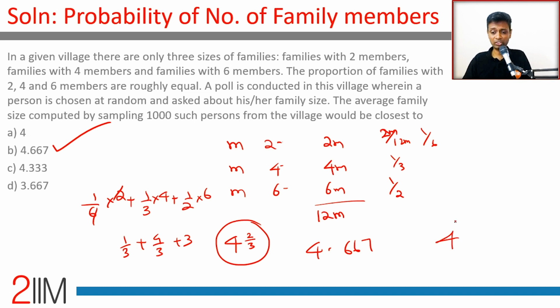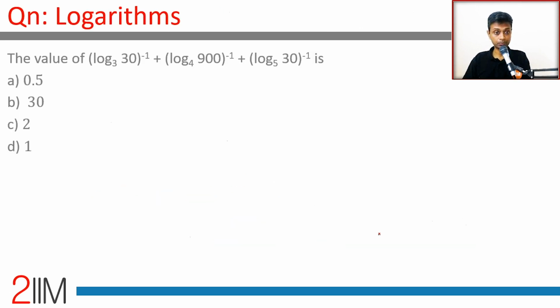There's a wonderful, easy answer, 4, that just pops out at us. You'll be very careful about it and not mark 4. There are equal number of families that are 2-member, 4-member, 6-member. We're not told equal number of people who come from 2-member, 4-member, 6-member families. And so be switched on about that.